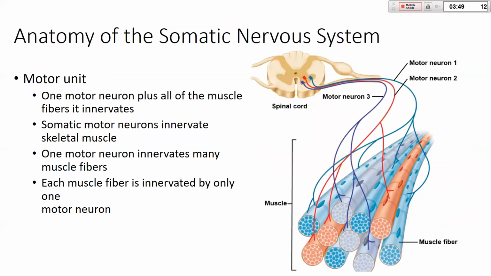Okay, so let's look at a motor unit. Now, a motor unit, by definition, is a single motor neuron and all the muscle fibers that it innervates. So the question we saw earlier asked about how many fibers were innervated by a single motor neuron, and the answer was many. And that's because one motor neuron has many axon terminals that are going to innervate several different muscle fibers. But a single muscle fiber can only be innervated by one motor neuron. And again, the only tissue that is affected in the somatic nervous system is skeletal muscle.